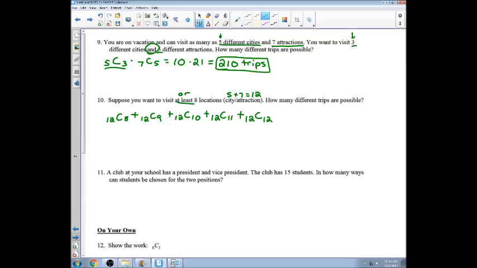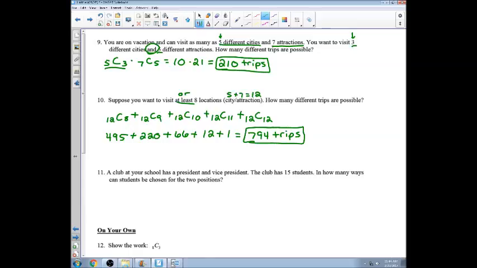If I use my calculator to figure all this out, I find out there's 495 combinations of 8 locations. There's 220 combinations of 9 locations. There's 66 combinations of 10 locations. There's 12 combinations of 11 locations. And there's 1 combination of 12 locations, which makes sense because there's only one way, if order does not matter, to go to 12 places, and that's just to go to 12 places. If I add all of that up, I end up with 794 different trips that I could take.